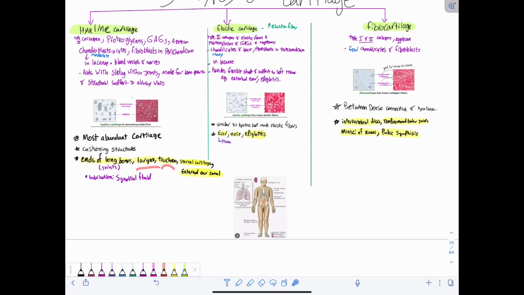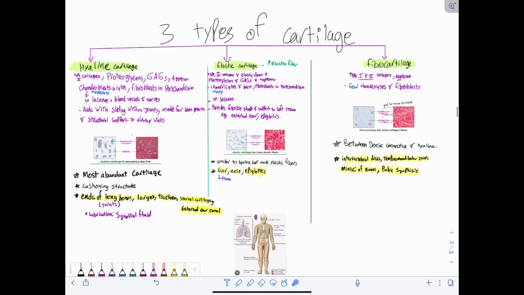The larynx, the trachea. The larynx is your voice box area, the trachea is the wind tube, the sternal cartilage we just talked about, then the external ear canal, that's the canal right after your ear that makes up that ear. And in the areas of long bones, like in the joints, their lubrication is dependent on the synovial fluid that's in that area. We'll talk more about this later on.